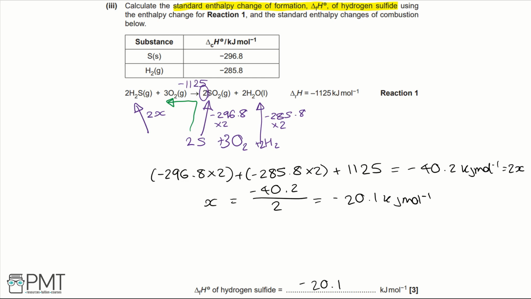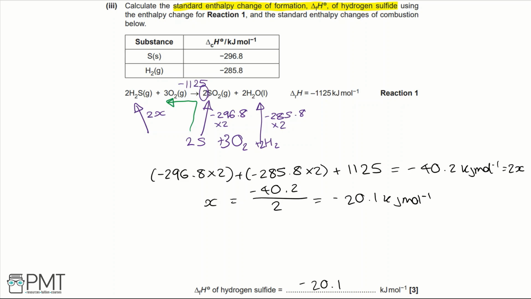Minus 20.1. For this question, you get a mark for your correct equation of all the values in your Hess's triangle, so not actually finding the answer, but our minus 296.8 times 2 plus minus 285.8 times 2 plus 1125. That gets a mark.